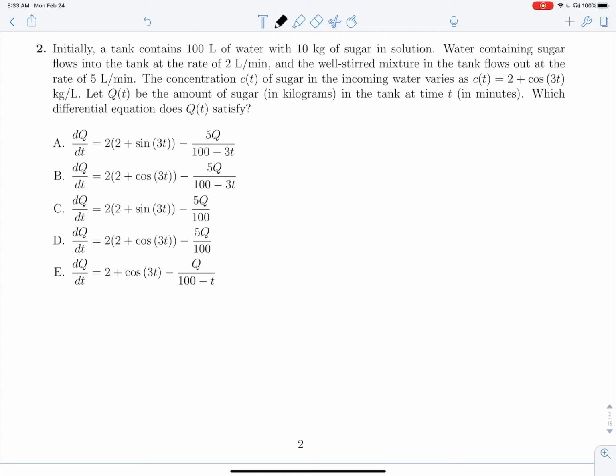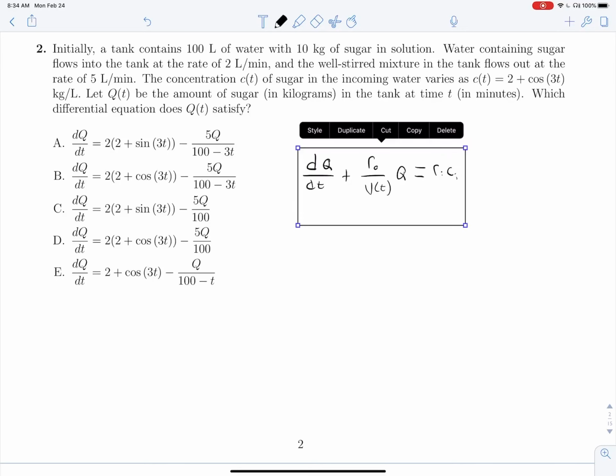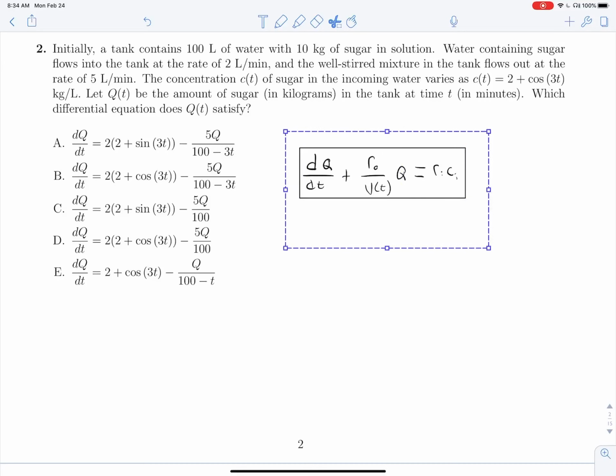Initially, a tank, okay, I'm not reading all this, but the formula that you just have to bash into your skull until it sticks is dQ/dt plus r_o over V of t multiplied by Q is equal to r_i c_i. I have no mnemonic, no anything for memorizing this. I think if you just do a couple of these problems and at the top you force yourself to write this out every time, I think it'll stick pretty quickly.